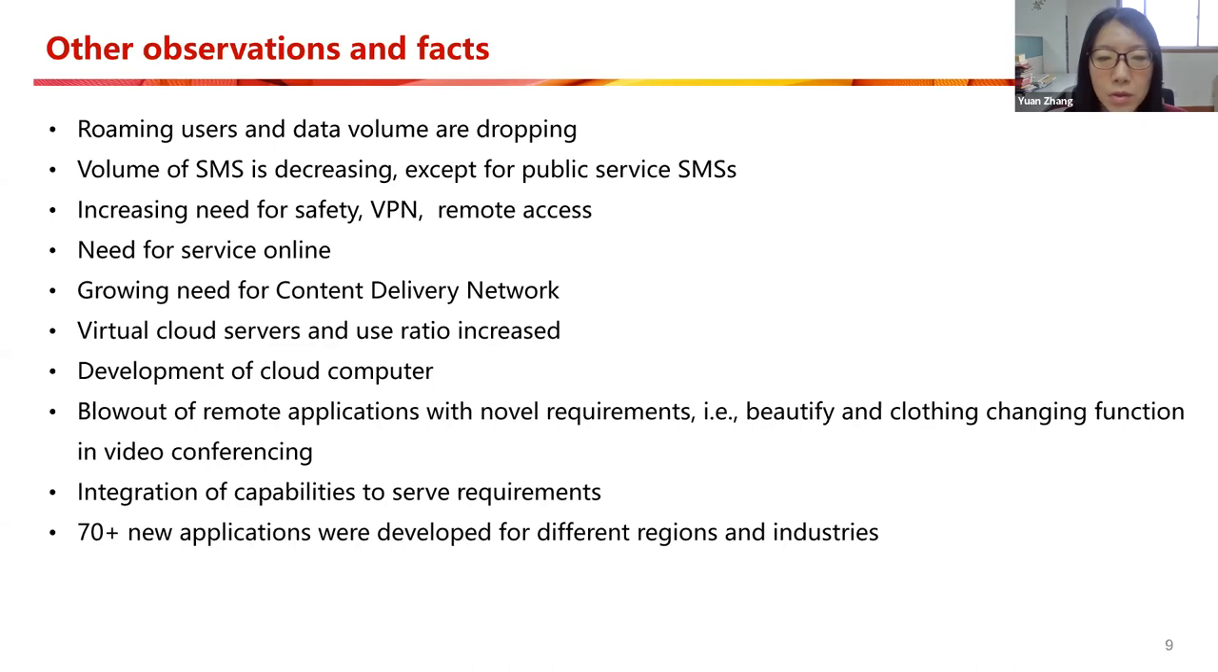Most of them are now new inventions, such as remote conferencing, but during work at home, we found that the function of beautifying and clothes changing would be very helpful. As maybe we would like to have the function of clothes changing while we work at home, and maybe in bed. And there are a lot of products and solutions which are the integration of capabilities to better serve the requirements effectively. And China Telecom has developed more than 70 new applications for different regions and industries. And I will introduce some of them in the next part.